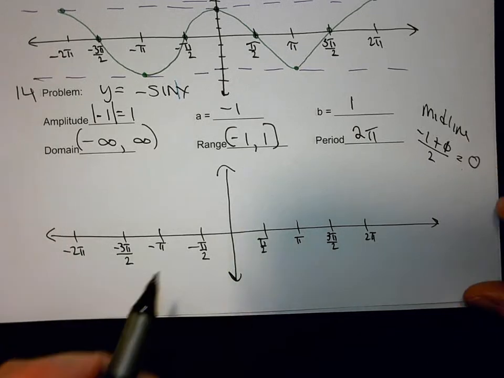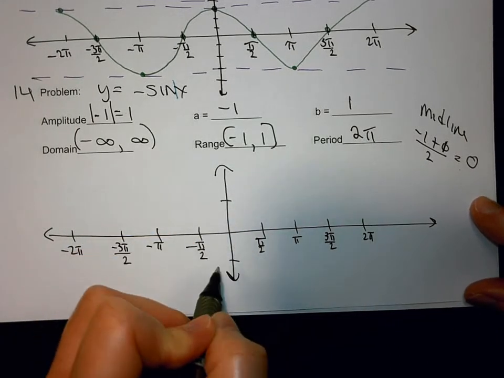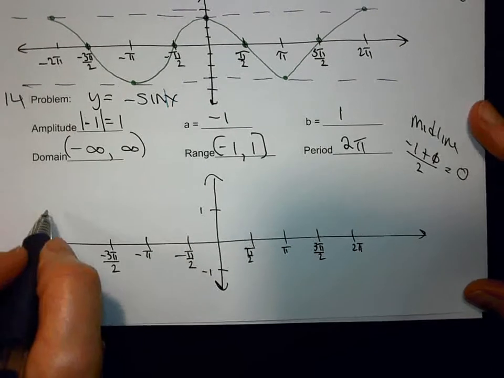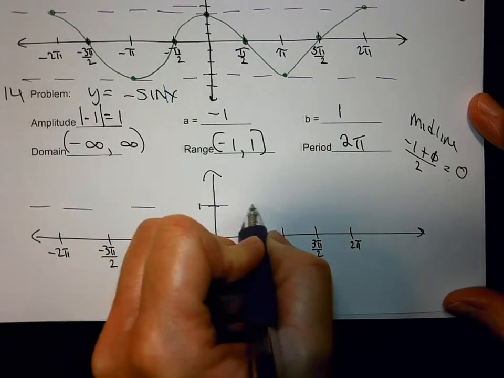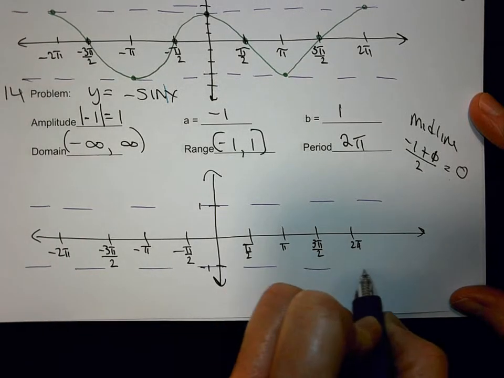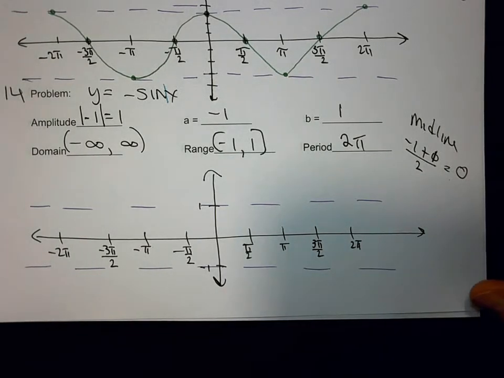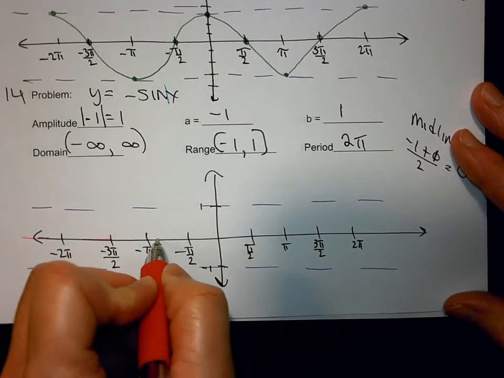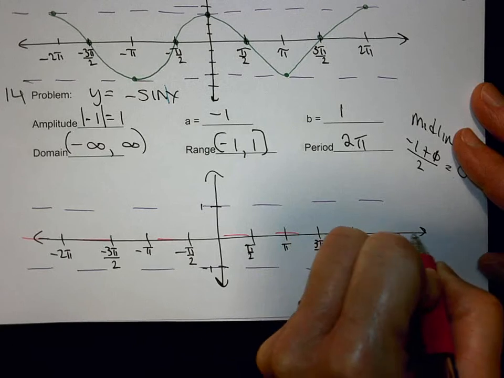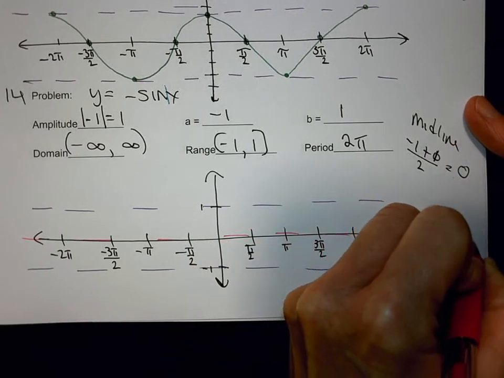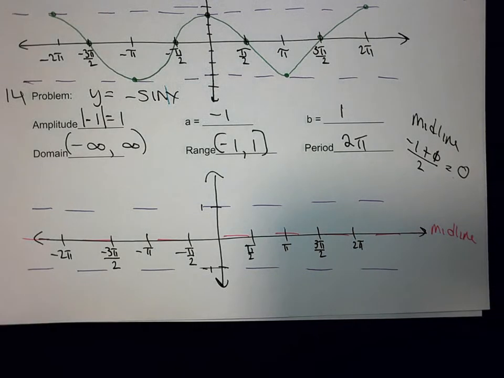Okay, and again, our range was negative 1 to 1, so I'm going up and down between negative 1 and 1. My upper limit is going to be at the 1, and my lower limit is going to be at the negative 1. And actually, we forgot to put our midline on 12, so I'll go back and do that. So here's my midline. I know that's where it's got to touch for the intercepts. And then I can start my graph.